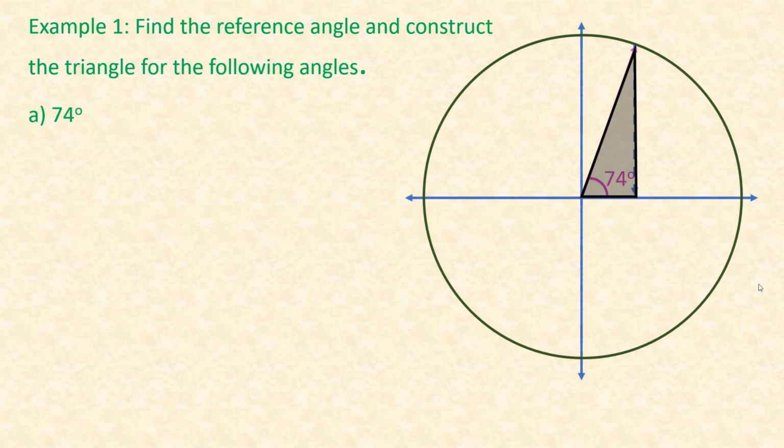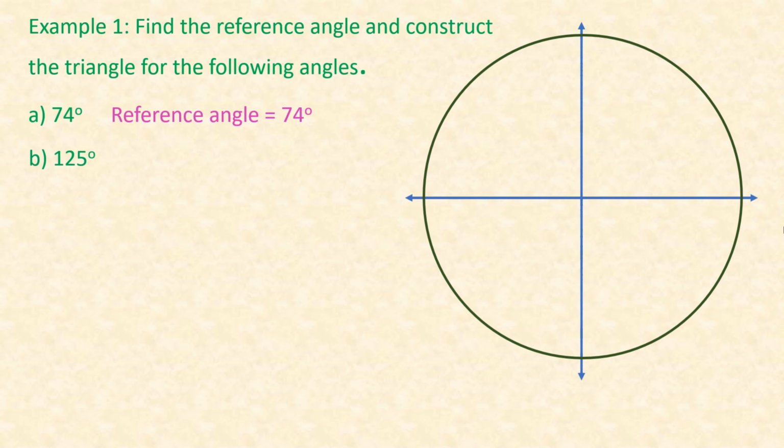All I need to do is make that triangle, and the reference angle is the angle between the hypotenuse, the terminal side, and the x-axis right there. So it's going to be 74. That angle 74 is my reference angle.